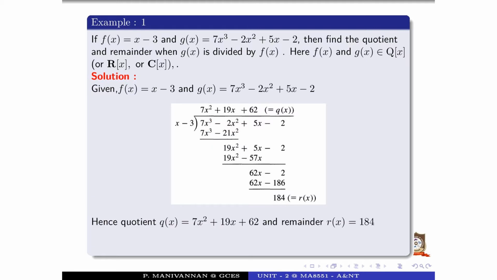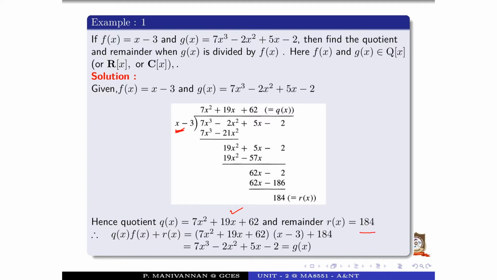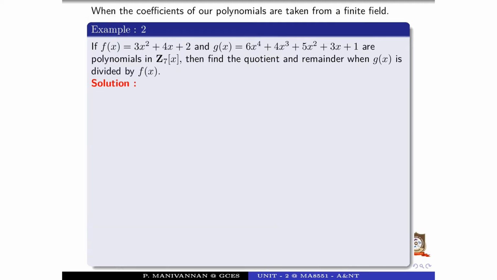Therefore, this term is q(x), the quotient. This is the remainder r(x). Multiplying the quotient and this term, plus the remainder, we get g(x).